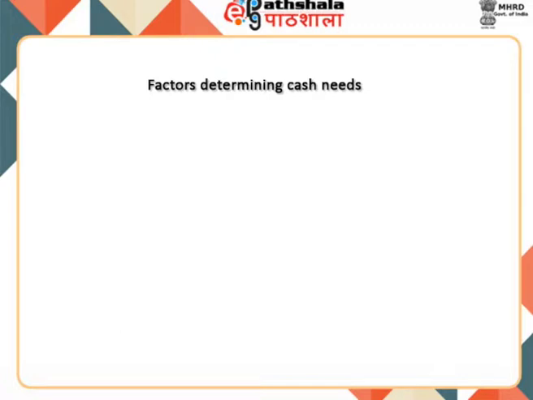Factors determining cash needs are as follows. First, synchronization of cash flows. Cash balance needs to be maintained as cash receipts and cash payments occur at different times and in different amounts. If they reconcile at all times, the need for maintaining cash balance will be eliminated.